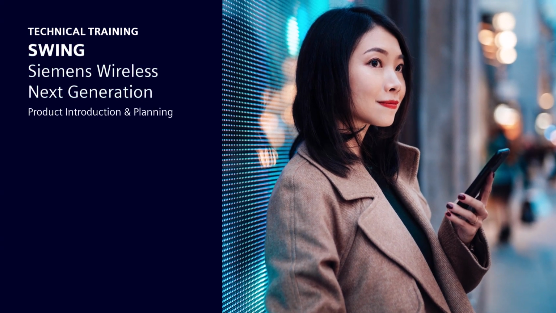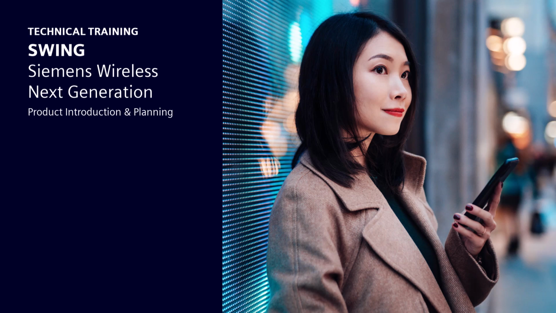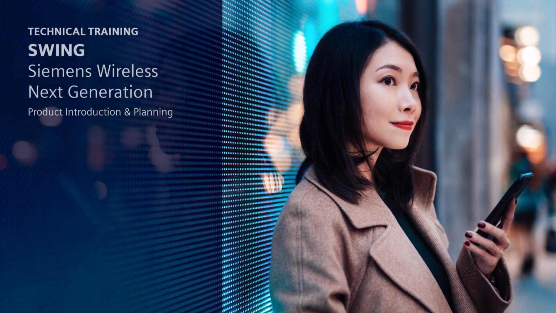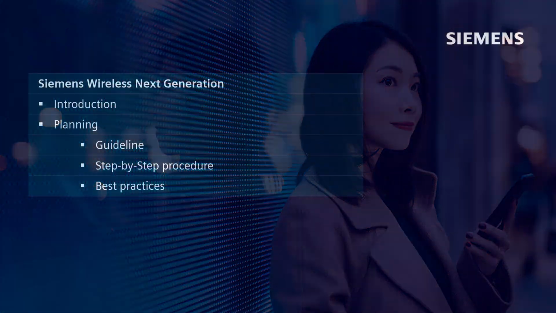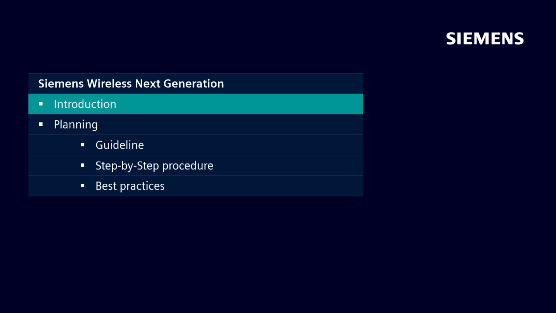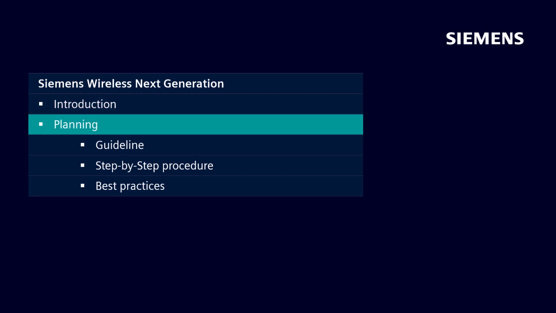Hello, and welcome to the planning part of the Introduction and Planning Digital Learning module for Siemens Wireless Next Generation, also known as SWING. This training is divided into two videos. In the first video, we introduced the SWING wireless system. In this video, we will focus on how to plan a SWING wireless system.